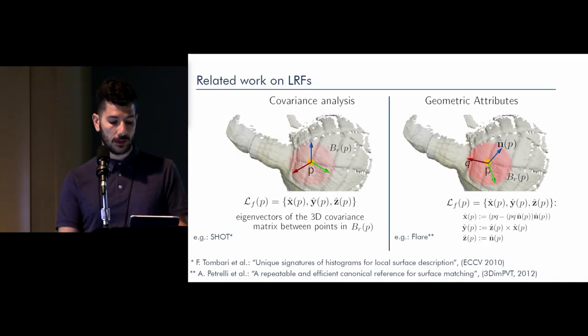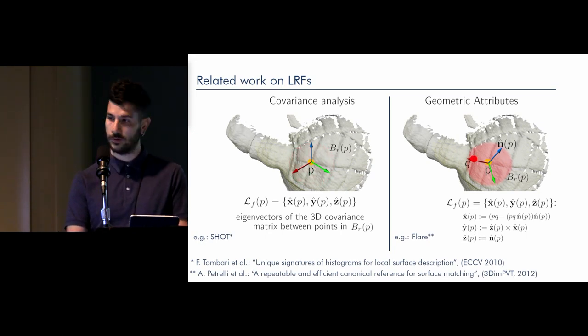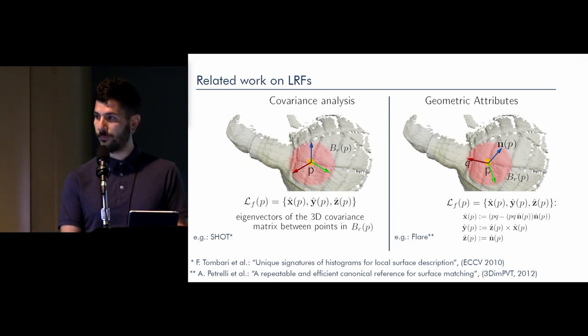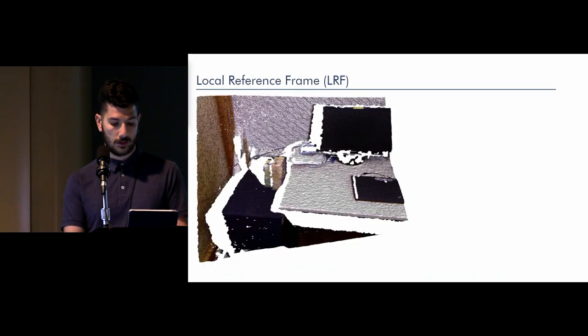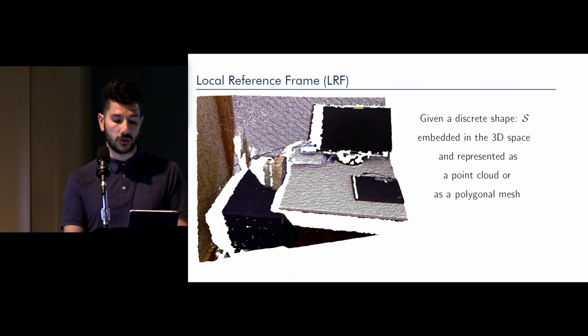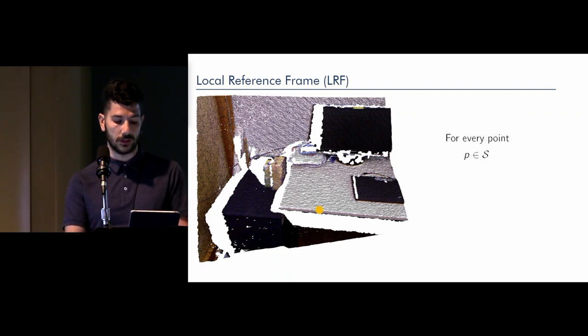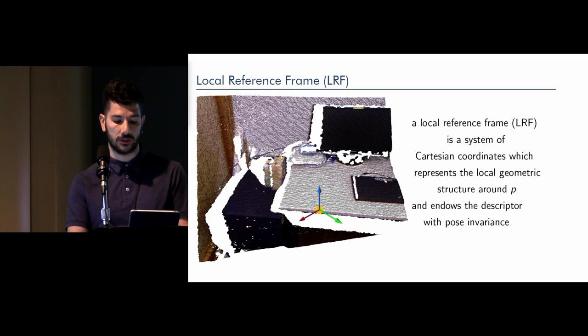Local reference frame methods can be divided into families, which rely on either covariance analysis or geometric attributes. Therefore, none of the previous proposals is similar to our approach. Given a point cloud or a mesh representing a 3D shape, for each point we compute a local reference frame, which is a system of Cartesian coordinates which endows the descriptors, such as, for example, SHOT, which we will use in our experiments, with pose invariance.